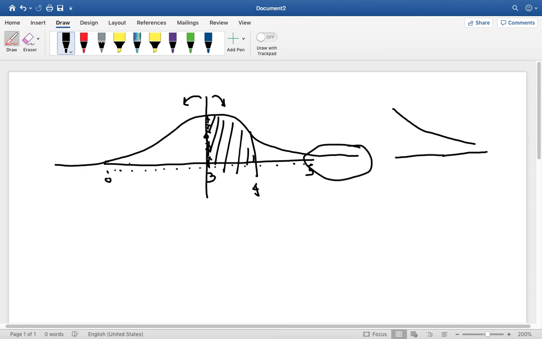Where the curve is lower, like here, my consumption is going to be lower. My consumption is going to be lower over here. Many things in the real world occur according to the normal distribution. Let's take an example of how it works.